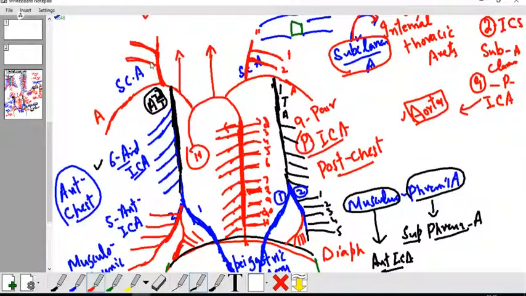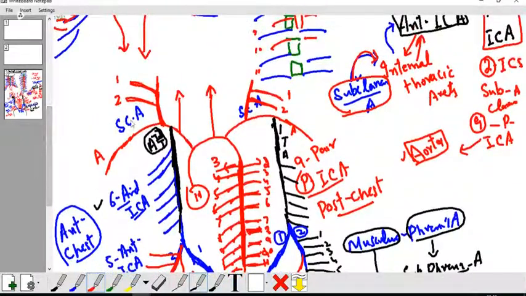This is for the ribs. First posterior intercostal, second posterior intercostal, then third, fourth, fifth, sixth, 7, 8, 9, 10, 11. So the remaining nine come from the descending aorta. It's a very important MCQ from an examination point of view. The first and second posterior intercostal spaces are supplied by branches of the subclavian artery.